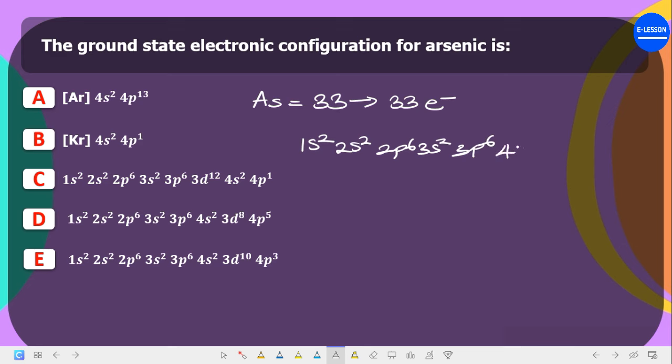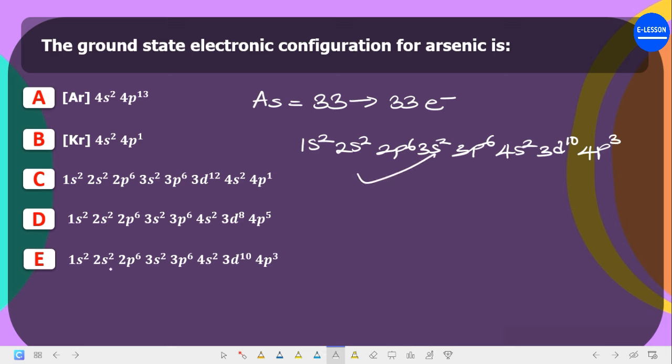Then we have 4s2, that is 20, 3d10, that is 30. Then after 3d10, we are supposed to have 4p6, or 4p. We already have 30, so how many do we need to complete 33? 3. So we add that to the p orbital, and that makes it 4p3.